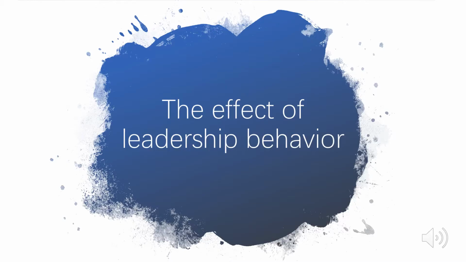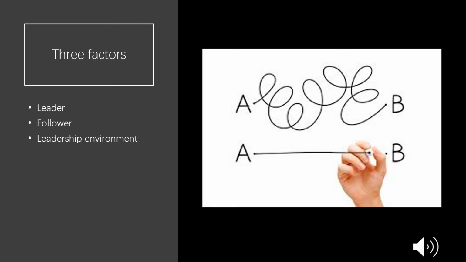Leaders and their subordinates can influence each other, but the influence of the two sides is different. The influence of the leader on his subordinates is far greater than the influence of his subordinates on the leader. Because of this, leadership behavior can be realized, and in the activities of the organization, the leader holds the leading position. There are three factors. Firstly is the leader.